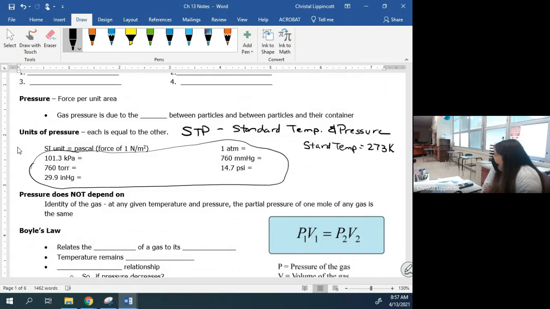Does that make sense? So they'll say standard temperature and pressure. And I don't know why they pick that, because standard temperature is 0 degrees Celsius. Like that's cold, you know? So it's never quite made sense to me, but that's what they picked.